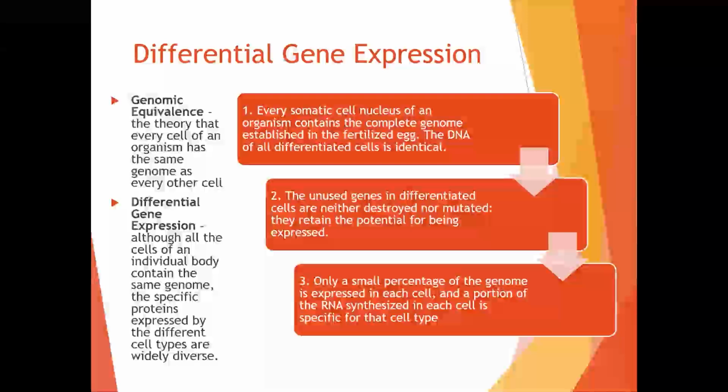The unused genes of differentiated cells are not going to be destroyed. They're not thrown away. It's not like a skin cell goes, oops, I don't need those muscle cell genes. It keeps all of them and retains its potential for being expressed, even if it's not actually using it. Only a small percentage of the genome is expressed in each cell. It depends on each cell type. So a certain group of genes would be expressed in your bone cells, and a different group of genes would be expressed in your liver cells. A portion of RNA is synthesized in each cell, and it's very specific for each cell type.